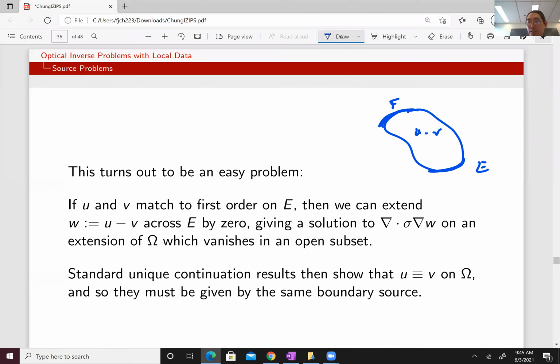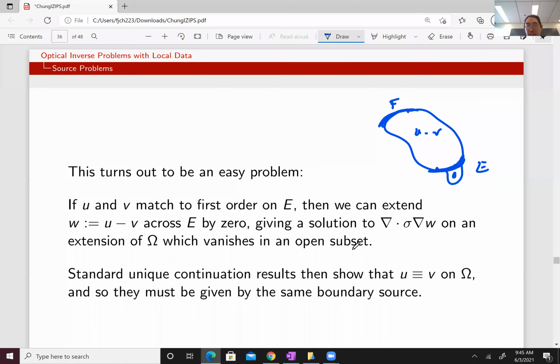So if I look at their difference, I can extend it across E by 0, right? So I can imagine extending my domain a little bit and defining U minus V to be 0 here. And because they match on first order to E, what I get is a solution to the original diffusion equation on this extended domain, which vanishes in an open subset.